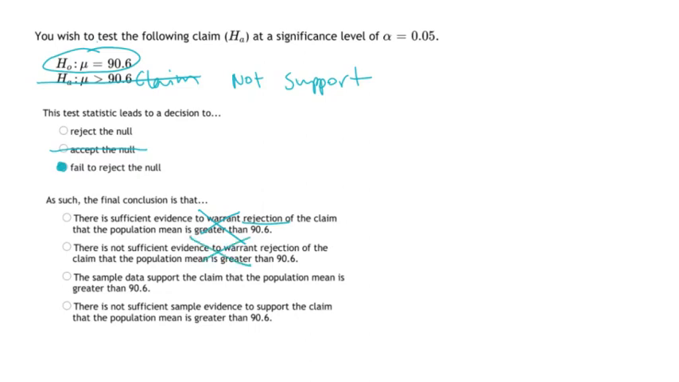It kind of makes it nice. Number 3, the sample data supports the claim that the population mean is greater than 90.6. I am not supporting that claim. I'm actually favoring the null hypothesis instead. So that one's out. This has got to be it. There's not sufficient sample evidence to support the claim. There is not enough evidence to support the claim. That's exactly what I'm looking for. I'm using the weaker language of not supporting, and that's going along with my alternative hypothesis. So I am choosing that one.